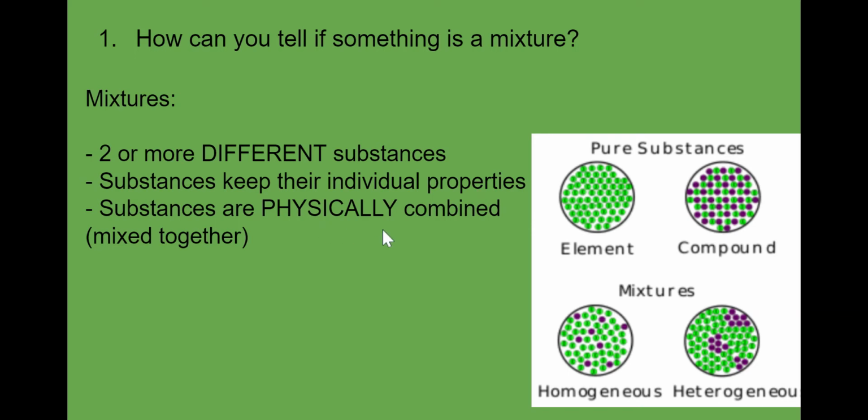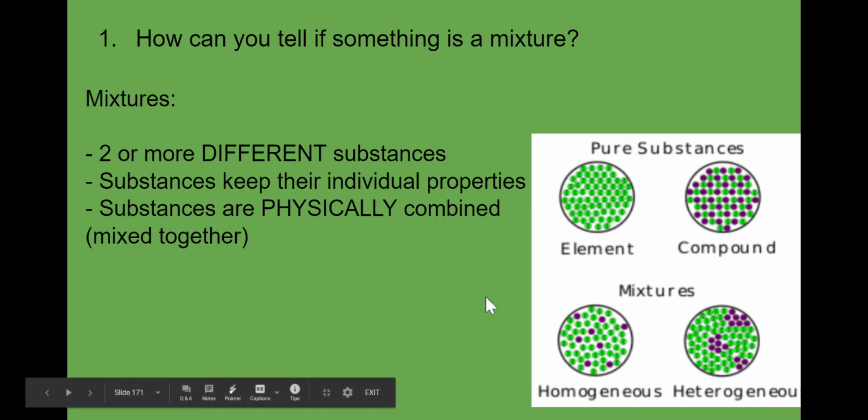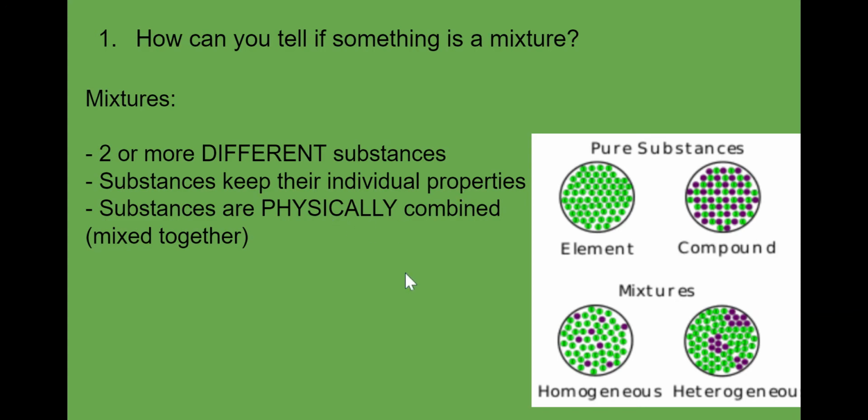And these are just physically combined. They're just mixed together. They're not chemically bound together like they would be if it was a compound, right? When they were linked by the electrons. In this case, they're just physically hanging out together in the same room. So different substances maintain their properties and they're physically bound together.